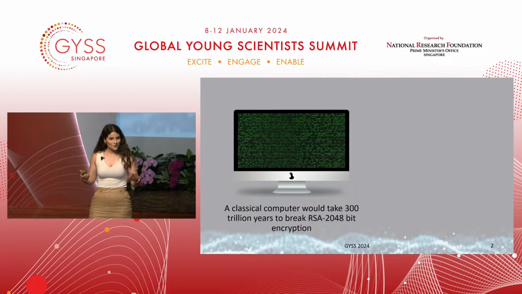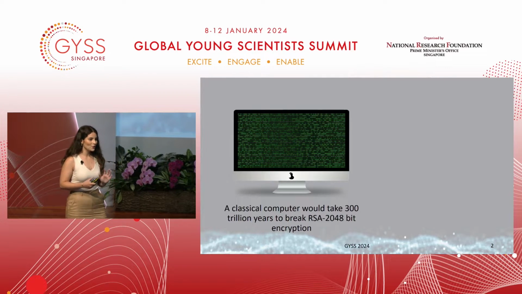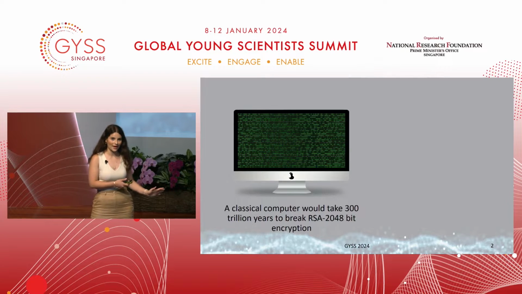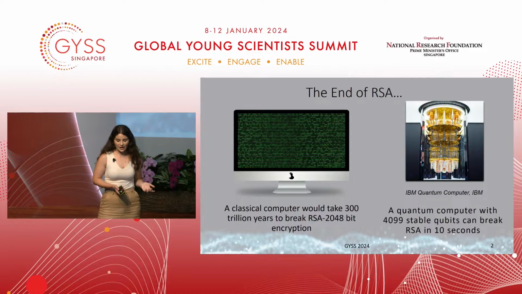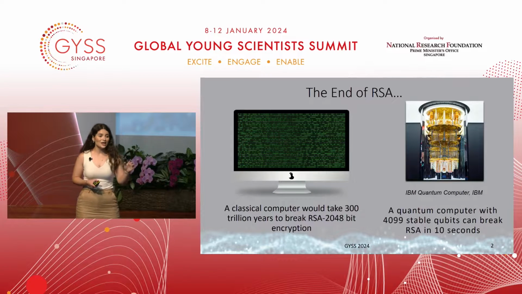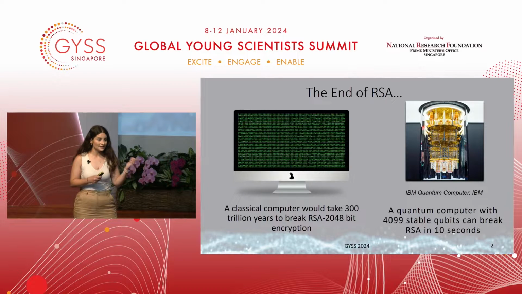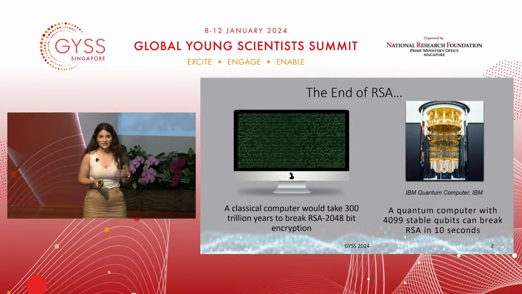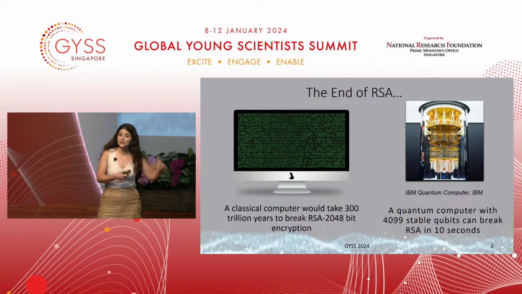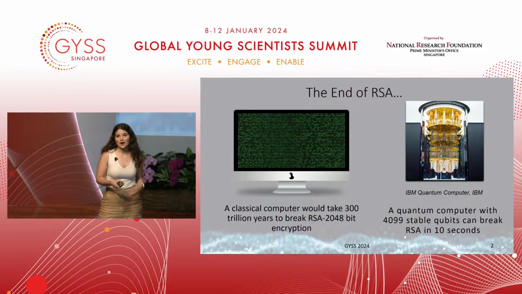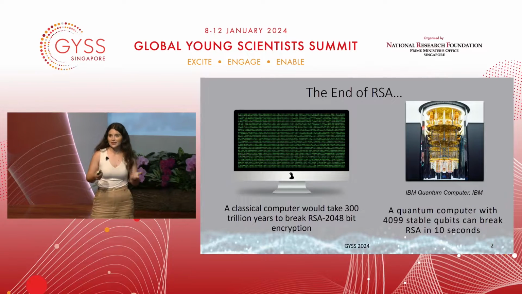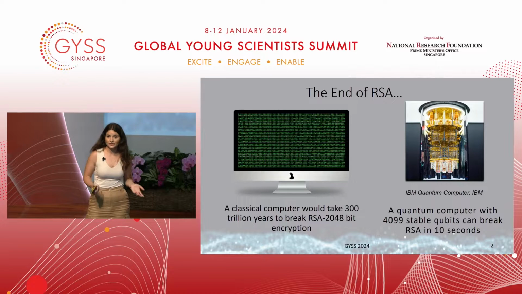But we shouldn't be super happy yet, because we're actually walking into something called the quantum era. If you have a quantum computer with 4,099 stable qubits, you can actually break RSA in 10 seconds. And I will just quickly recap Professor Klitzing's talk, where he said, if you use a noisy quantum computer, it would take about 8 hours. So it would be a little bit longer, but you still can do it in comparison to 300 trillion years.